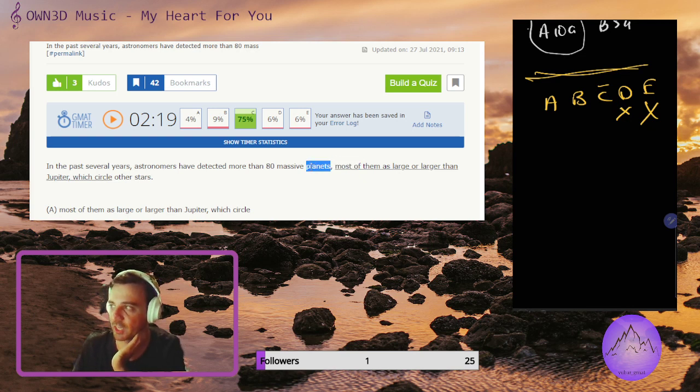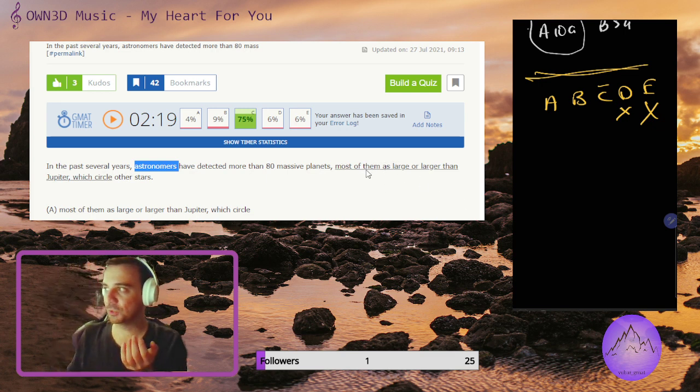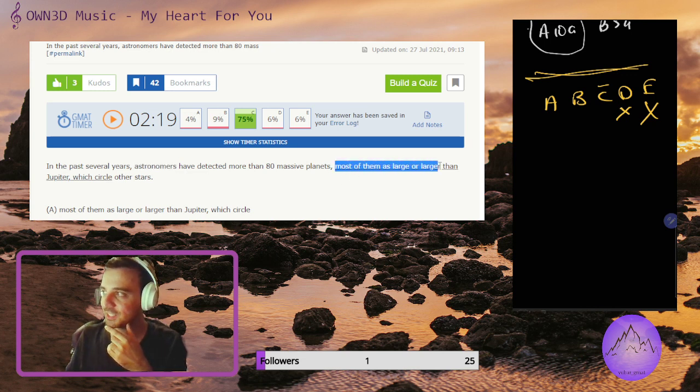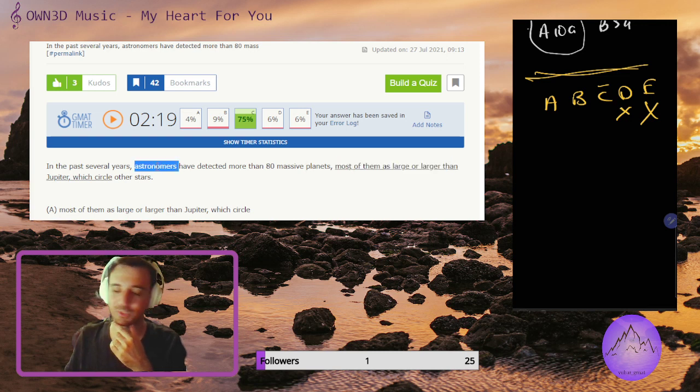This is going to be referring to the closest noun to it, the noun immediately before it, which is planets. So it can't jump back to astronomers to be talking about astronomers. They can't say, in the past several years, astronomers have detected more than 80 massive planets, most of whom love donuts or something. You can't separate it with a comma and then use this clause to describe astronomers anymore, because you have to jump over planets to get there, and you can't do that.